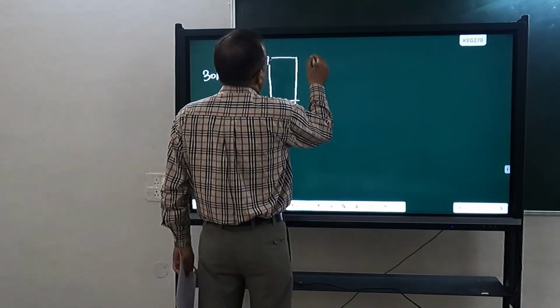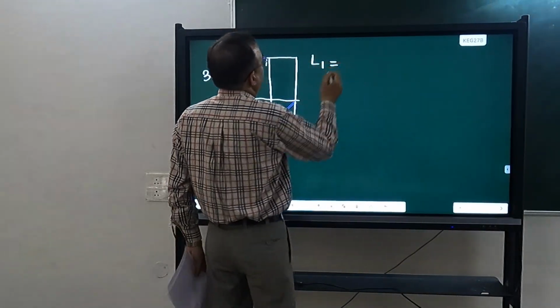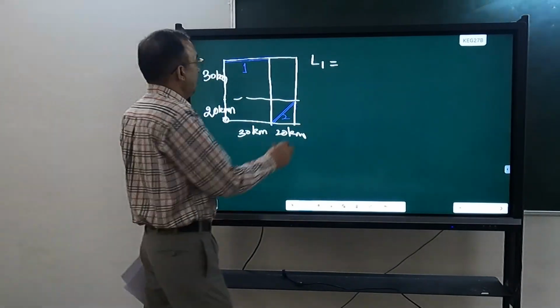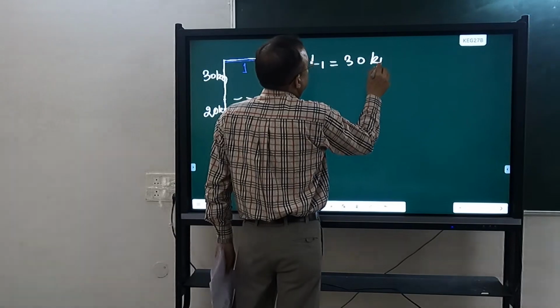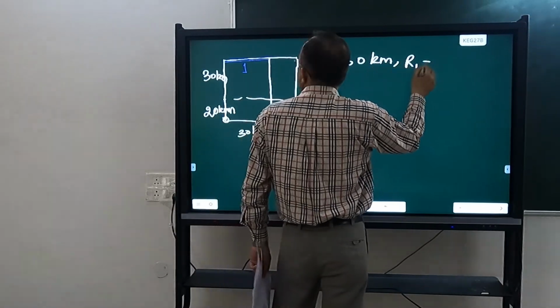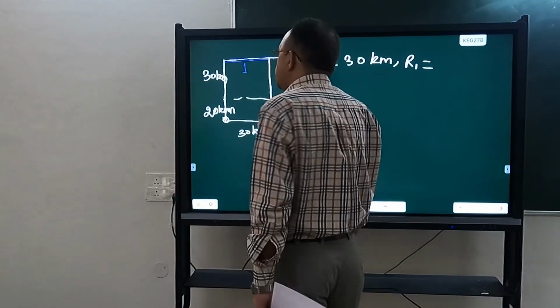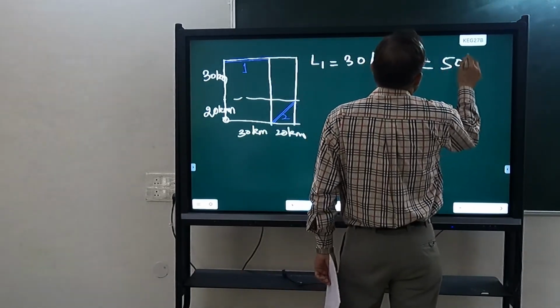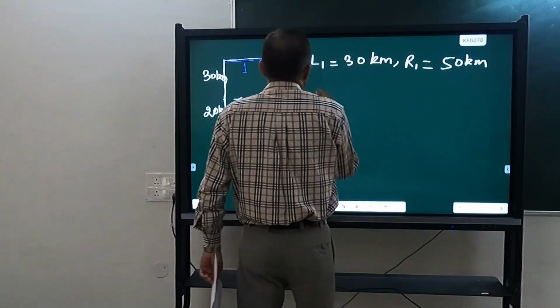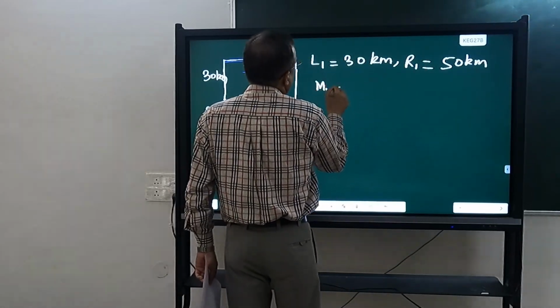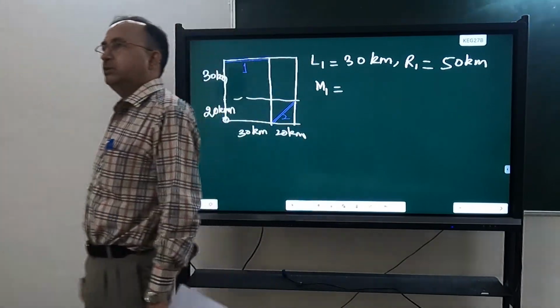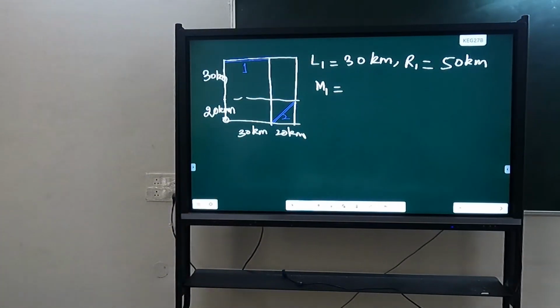So for fault 1, let us calculate the length L1, 30 km, and distance R1 from the site. The shortest distance is the perpendicular distance here, that is 50 km. Then you can calculate magnitude M1 using the formula for reverse faults, all faults are reverse. Put the value of L, and we will get M1. How much? 6.8.